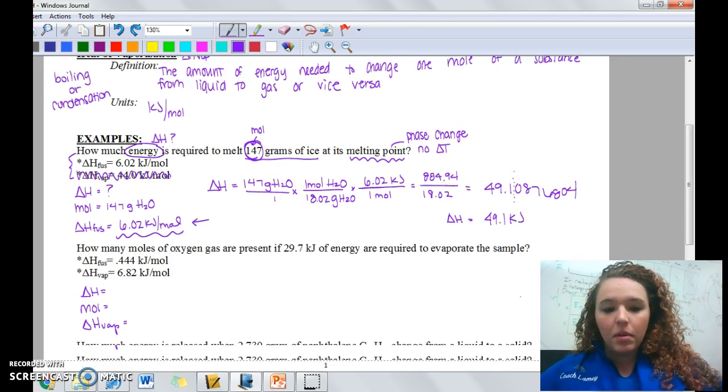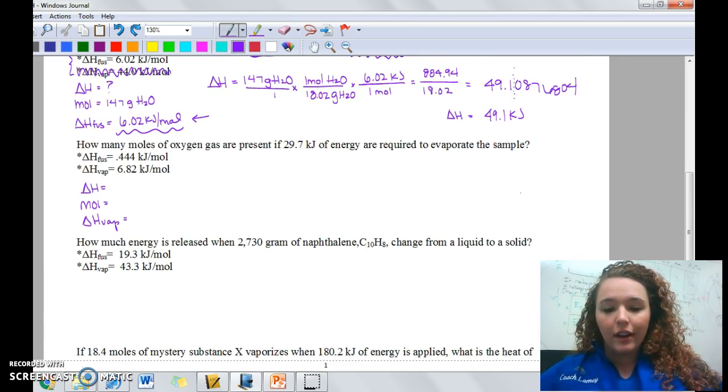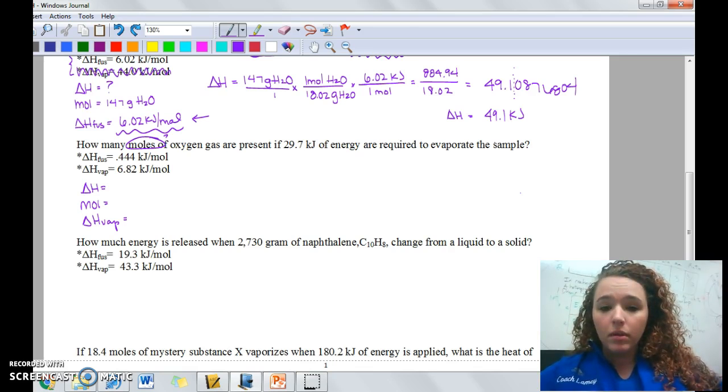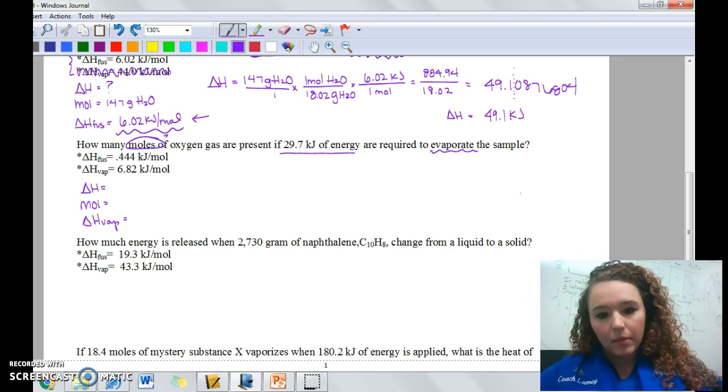One last example before I let you start in on your homework. This one says, how many moles of oxygen gas are present if 29.7 kilojoules of energy are required to evaporate the sample? So again, moles is what we're solving for. It tells us that 29.7 kilojoules of energy are required to evaporate the sample.